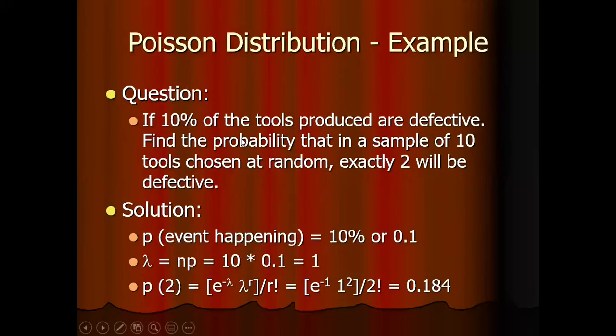This is one example. If 10% of tools produced are defective, this is given. Find the probability that in a sample of 10 tools chosen at random, exactly 2 will be defective. So probability of event happening is 10%, that is 0.1, and so lambda is n multiplied by p, so it is 10 multiplied by 0.1, which is equal to 1. So probability of finding exactly two tools defective is given as 0.184.